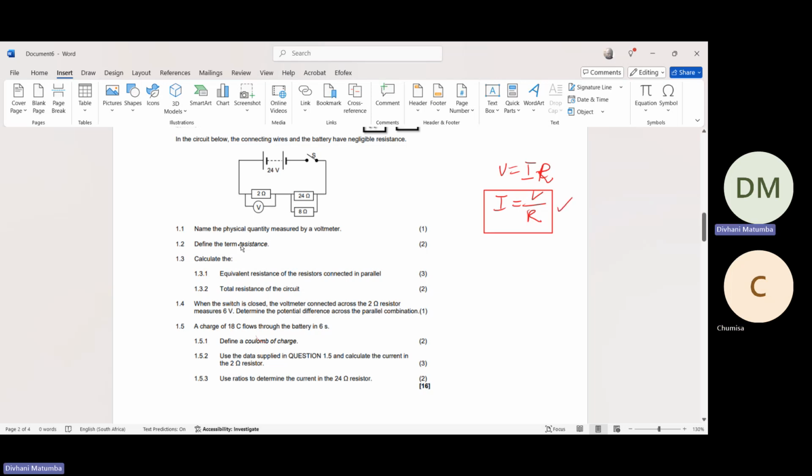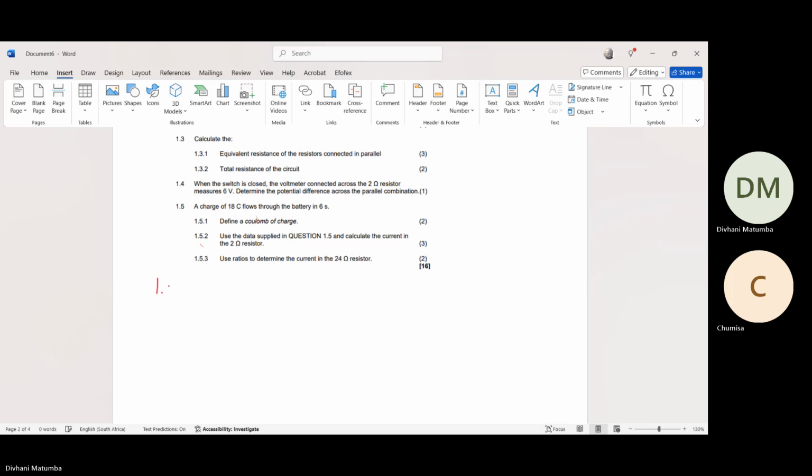All right. Now name the physical quantity measured by a voltmeter. The physical quantity measured by a voltmeter. It is what? Potential difference. You agree? Yes, sir.